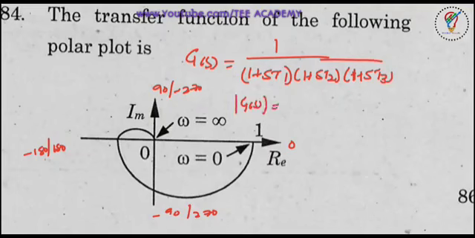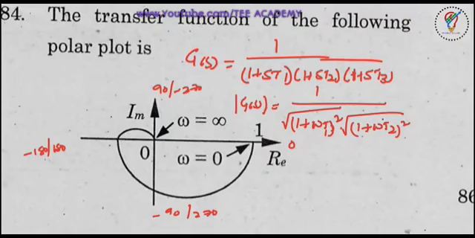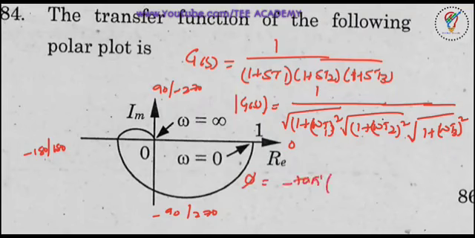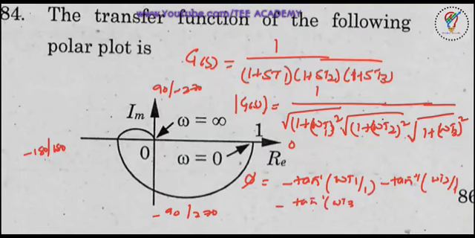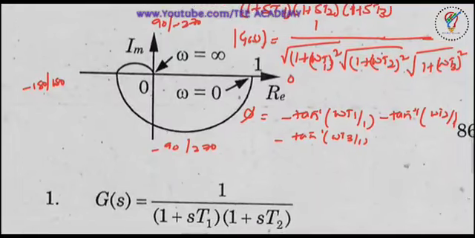So the magnitude of g of s, if you write, is 1 by square root of 1 plus (omega T1) whole square, into square root of 1 plus (omega T2) whole square, into square root of 1 plus (omega T3) square, substituting s equal to j omega. Similarly, the phase angle is minus tan inverse of omega T1, minus tan inverse of omega T2, minus tan inverse of omega T3.